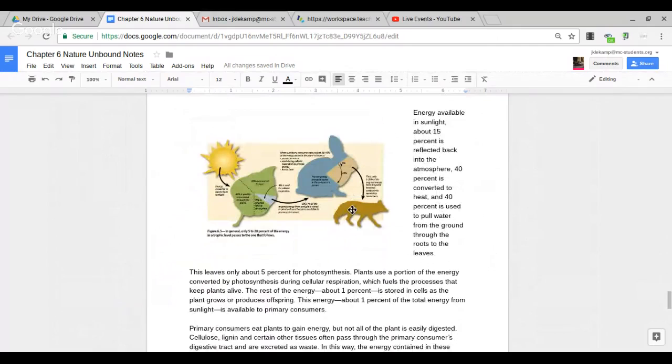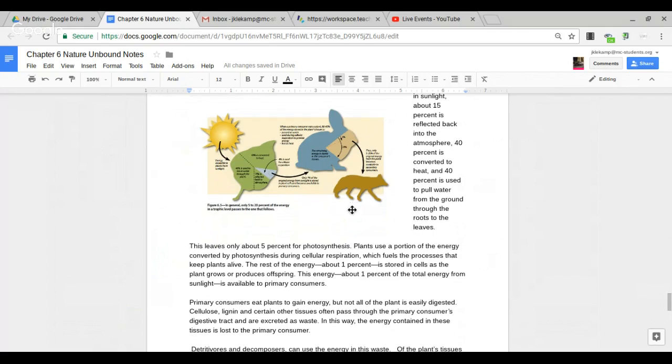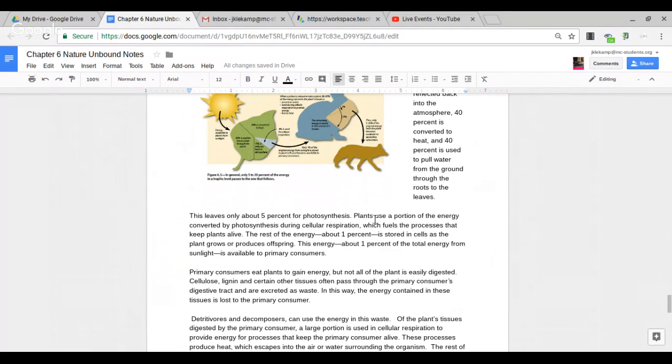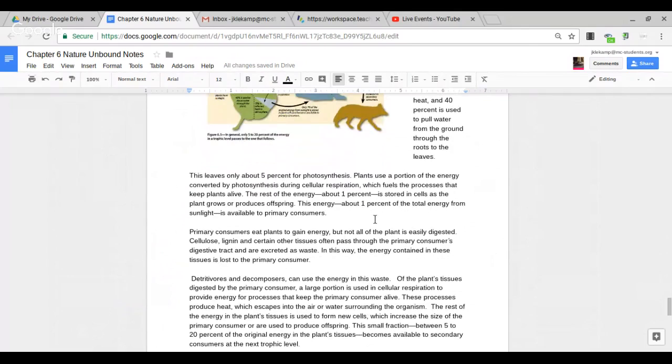Of the energy available in sunlight, about 15% is reflected back into the atmosphere. About 40% is converted to heat, and 40% is used to pull water from the ground through the roots and leaves. So that leaves about 5% for photosynthesis. And the plant uses that portion of the energy for cellular respiration and the processes that keep the cell alive. So the rest of the energy, only about 1%, is stored in the cells that we as consumers will take in.